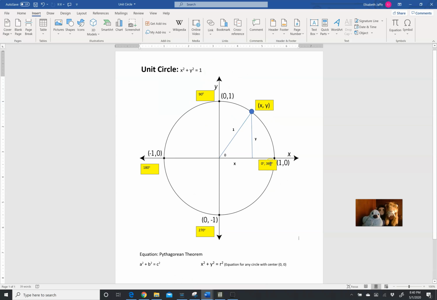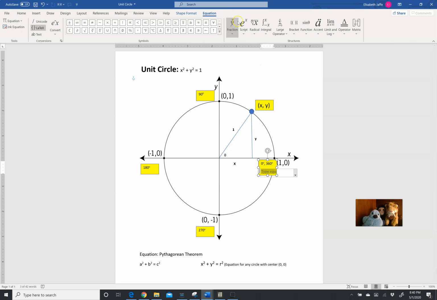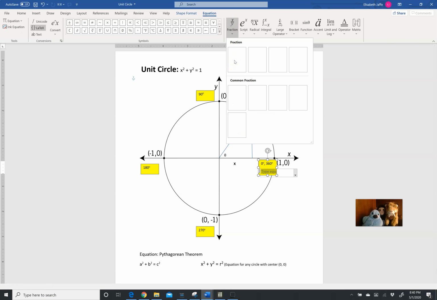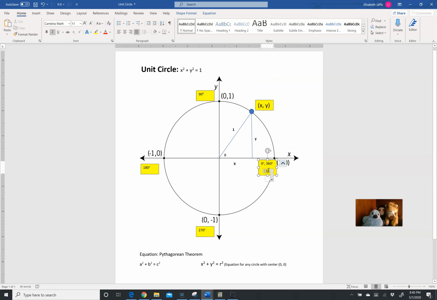So before we go any further, let's go back to our unit circle and put in how many radians each of these are. Okay, so this is 0 degrees. This is 0 degrees or 360 degrees, but it's also 2 pi.